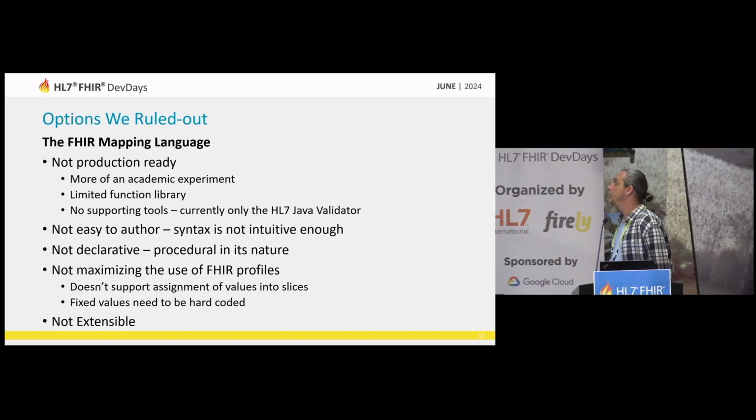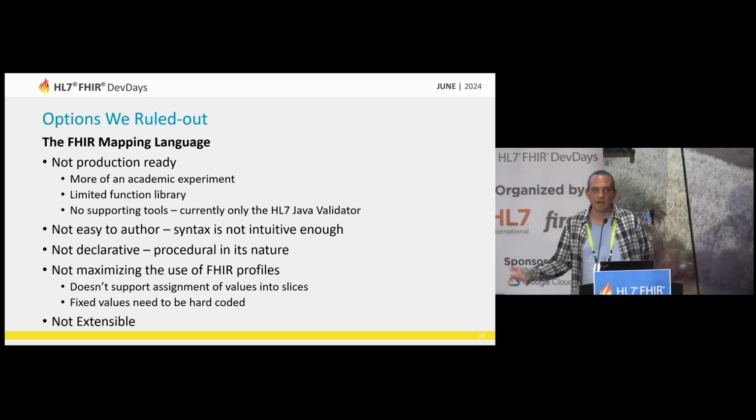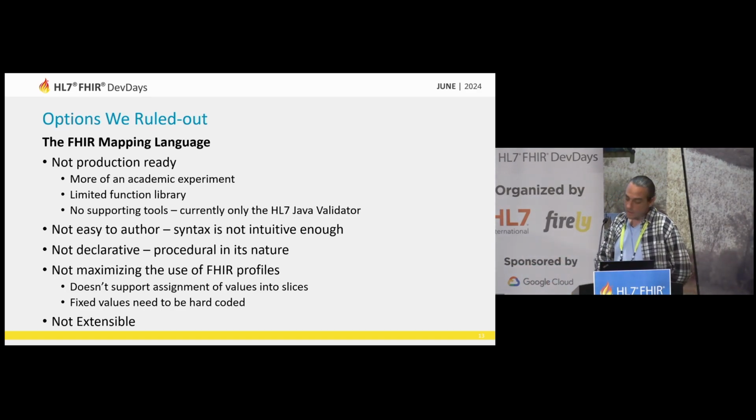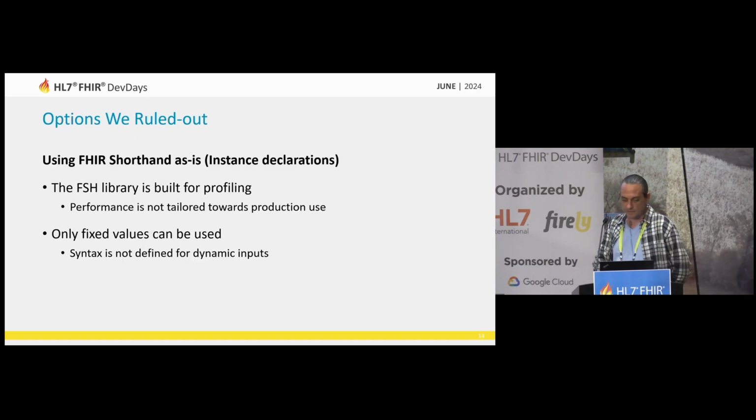The function library is quite limited, with no real supporting tools except for the Java validator. It's not easy to author. The syntax is kind of hard to learn. It's not declarative, it's more procedural in its nature. It does not maximize the use of FHIR profiles. I mean, I cannot assign a value into a slice, and I still need to put all those fixed values in the map. And also it's not very extensible.